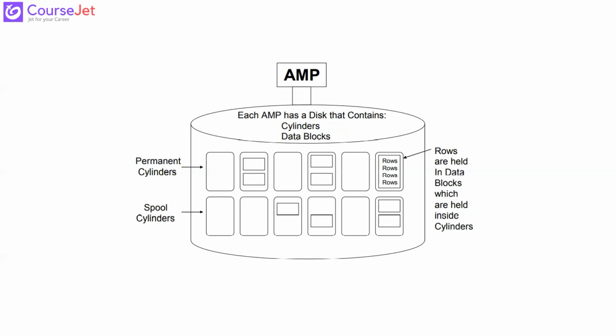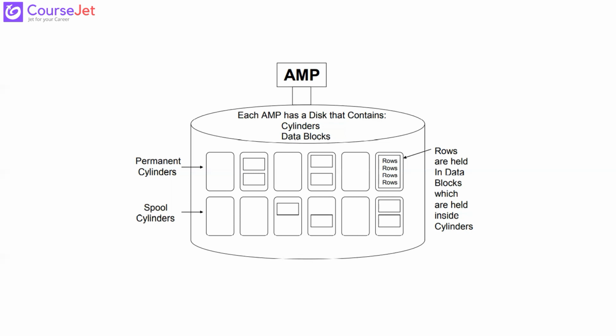So my question is whether that flexibility is there, or is it prefixed? Is my spool a prefixed component? I just want to check that. Yeah, it's not prefixed. Whatever remaining space is available in the disk, it will use for the spool operation. Okay. Because there are separate cylinders, permanent cylinders and spool cylinders, that's what I was thinking.